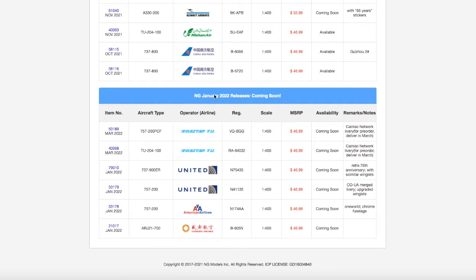So essentially, this is a much smaller release than usual, just because Chinese New Year is coming up in China, and NG is not going to be able to manufacture the amount of models that they usually do, due to the fact that the big holiday is coming up.